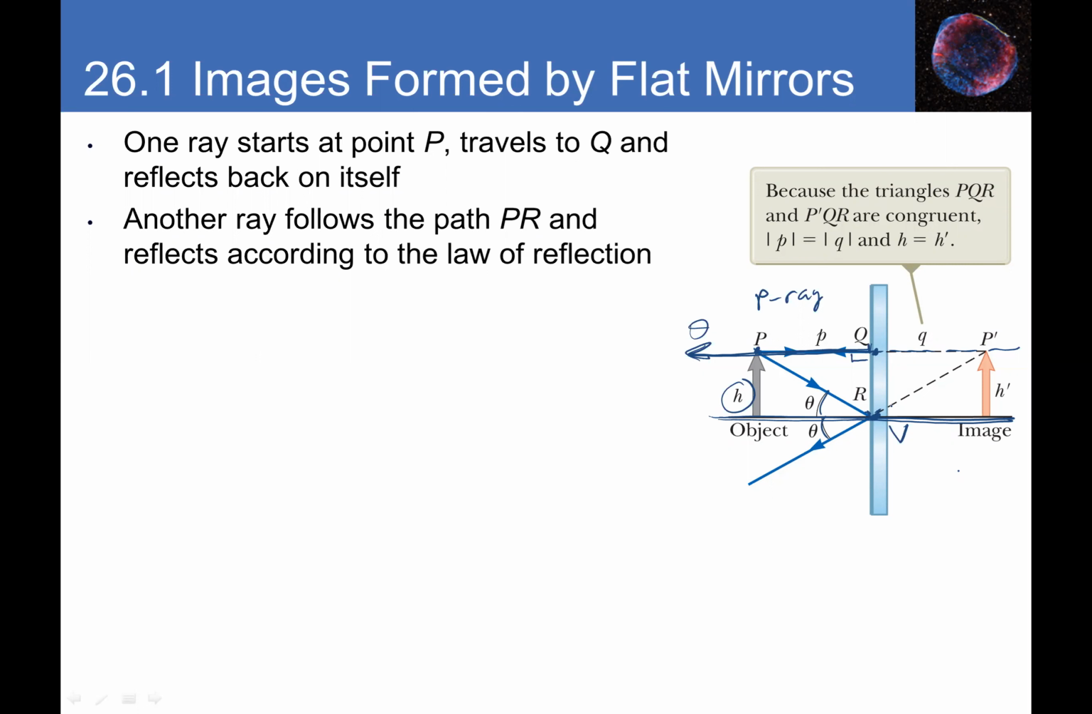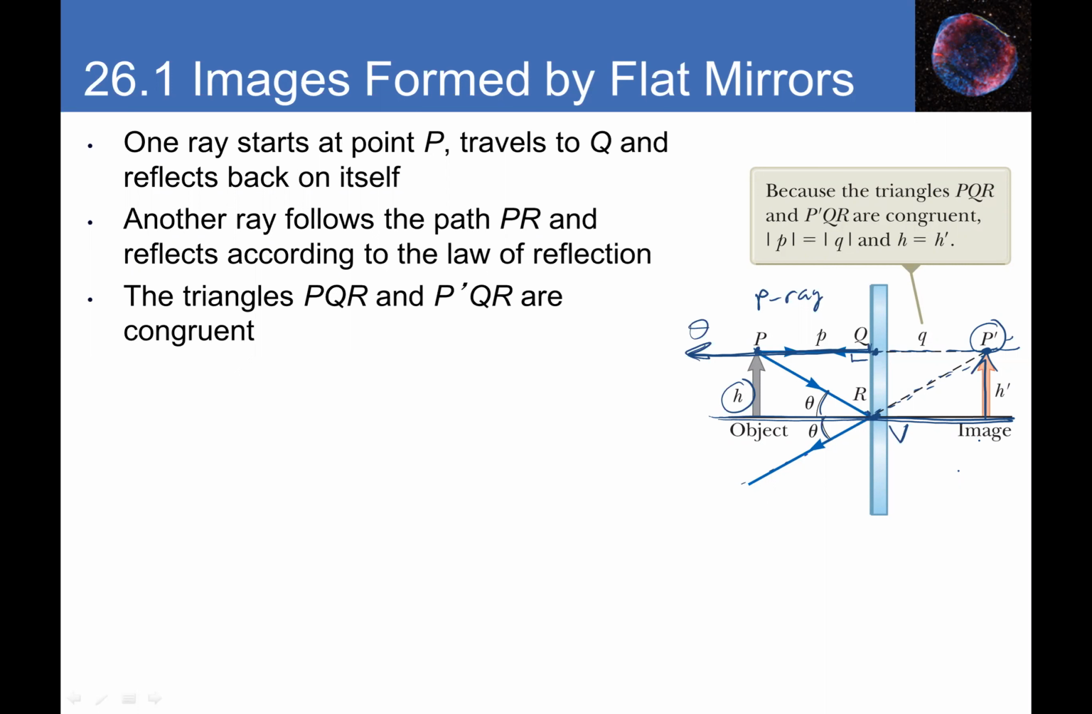We take the reflected light and trace it back behind the mirror, and you can see that at that point, the PQ line and the reflected PR line intersect. That means that position is P prime, and that position is the tip of the image of the object. Then you can draw this arrow like that and say, all right, from the axis to that point P prime, that's my image.